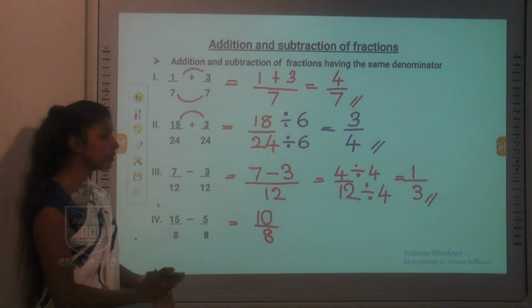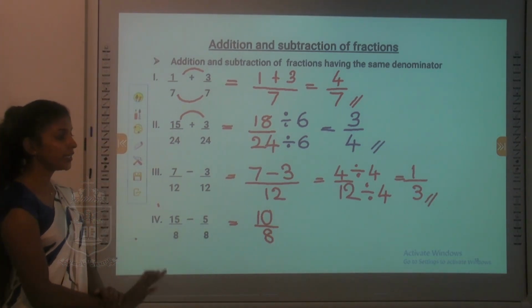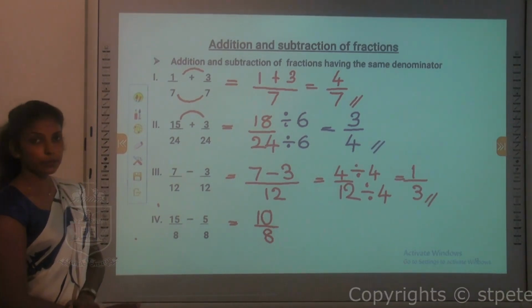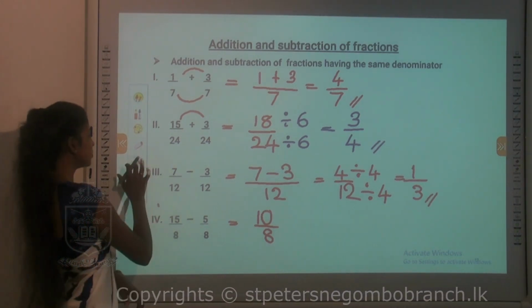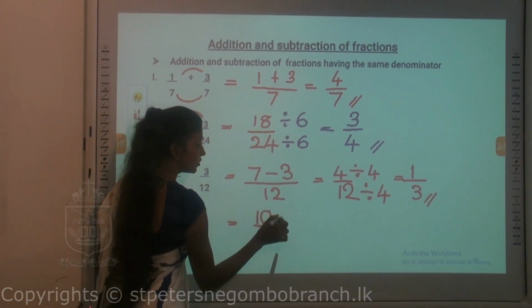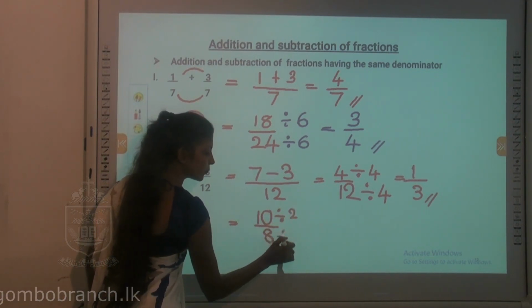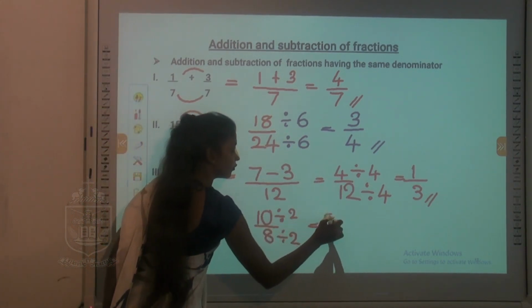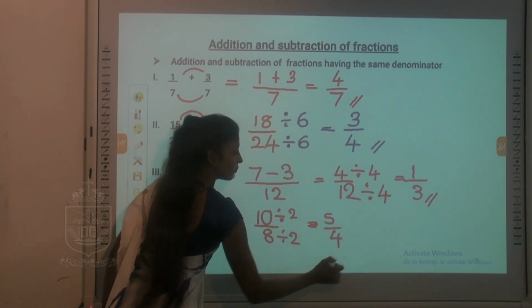At the same time, I can divide it more. I can divide both 10 and 8 by 2. I can see both are multiples of 2. We can't go for a number larger than that. So I'm going to select number 2 and divide these two numbers by 2. So 10 divided by 2 answer is 5. 8 divided by 2 answer is 4.